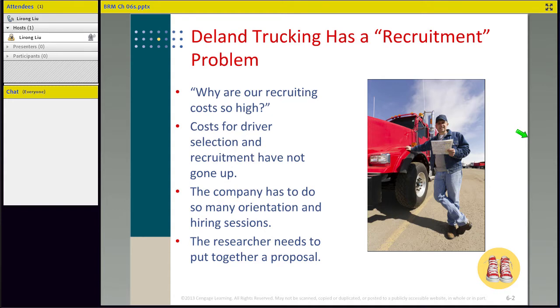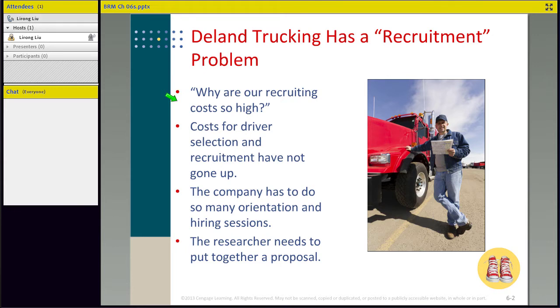All right, let's first start with an example. And throughout the lecture, we will revisit this example. So this is about Dylan Trucking. Dylan Trucking has a recruitment problem, okay? So Dylan is the owner of the company, and he noticed recently that their recruiting cost has been skyrocketing, right? So his question is, why are our recruiting costs so high?